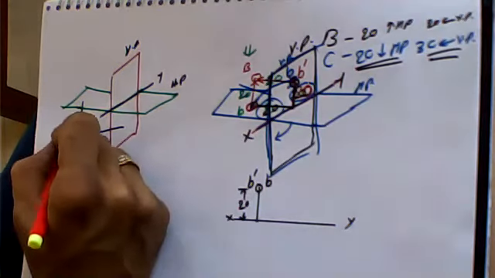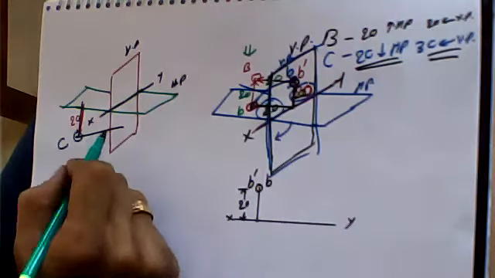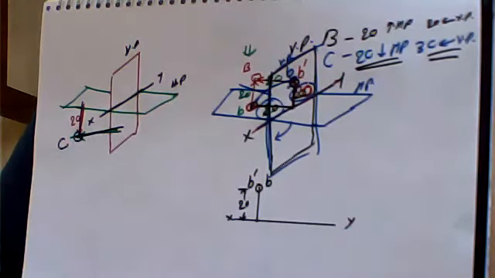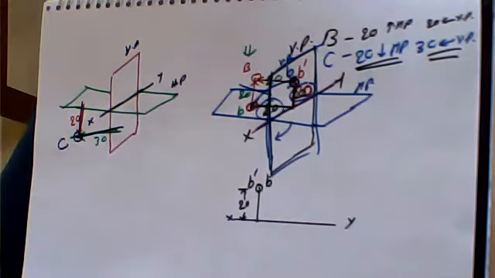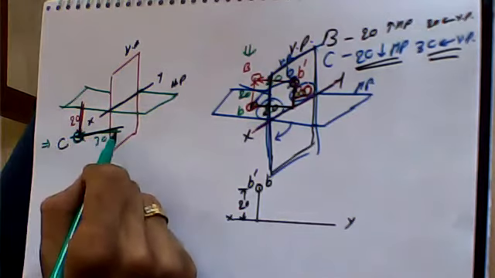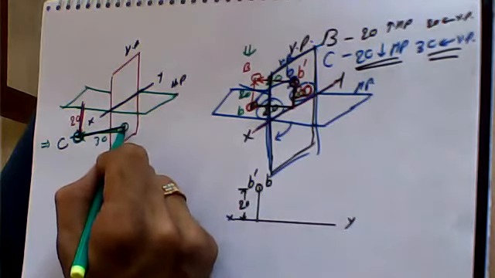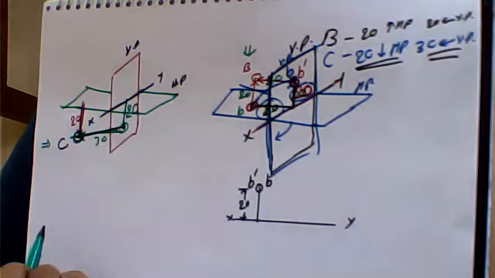20 mm below HP, HP से 20 mm नीचे है, and 30 mm behind VP. VP से 30 mm पीछे है. Okay, so when I am projecting point C after observing it from here, यहाँ से अगर मैं projection लेता हूँ तो वो projection यहाँ कहीं पे मिलेगा. वो reference से कितना नीचे है? It is going to be 20 mm.